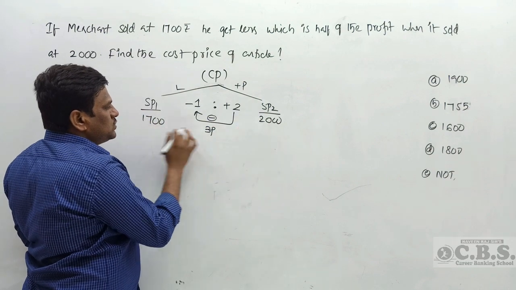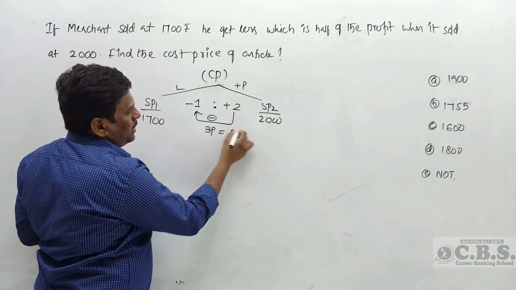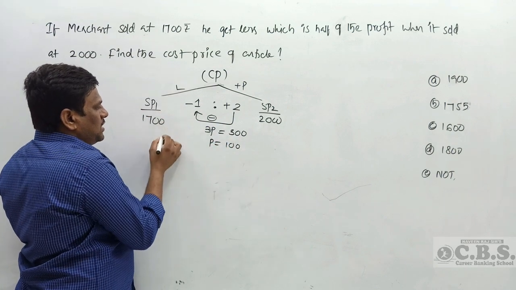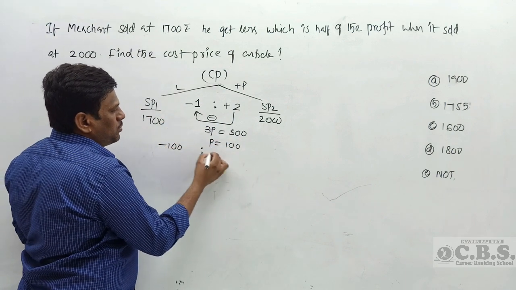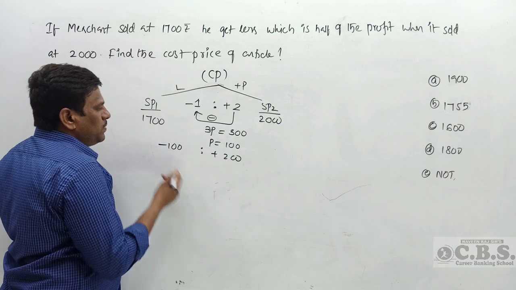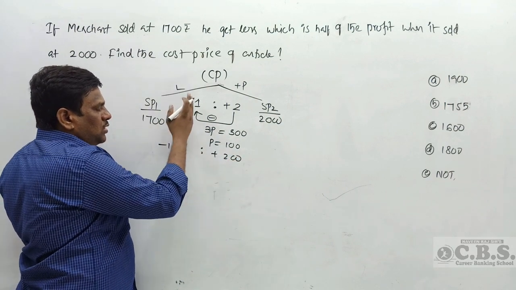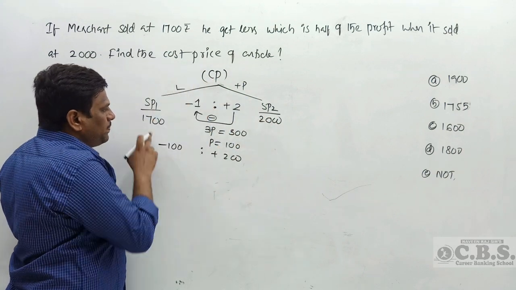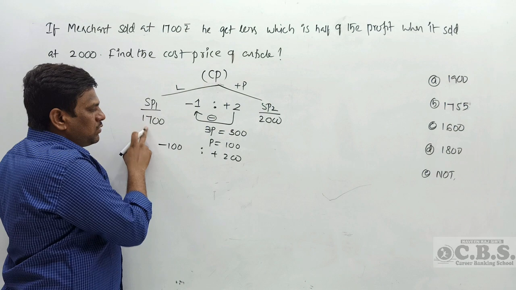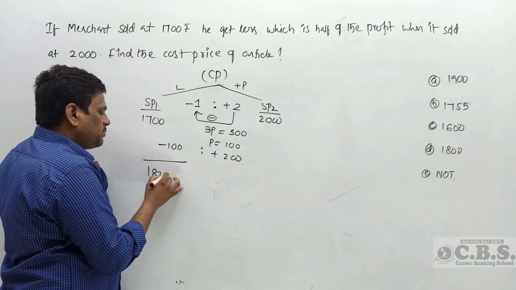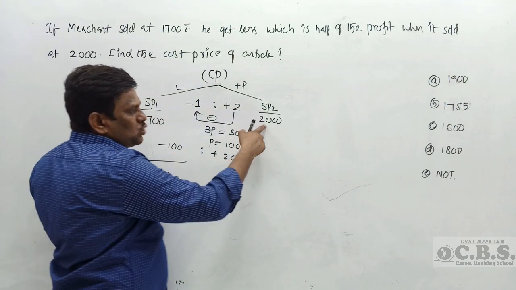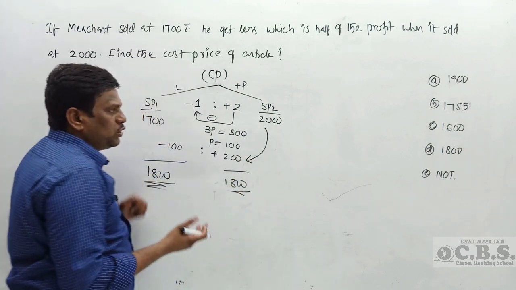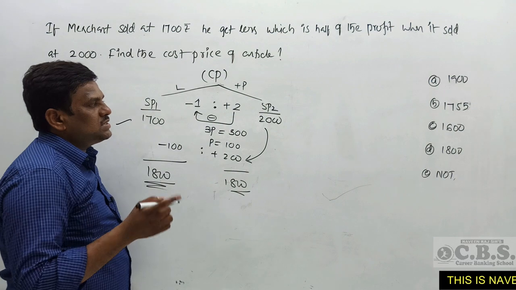Therefore the difference of 2000 minus 1700 gives how much? 300. So 3 parts is 300, and 1 part is 100 rupees. Therefore your loss is 100 rupees, and your profit is 200 rupees. You can answer from this selling price to cost price, or from that selling price to cost price. When sold at 1700, the loss is 100, therefore the cost price is 1800. When sold at 2000, the profit is 200, so the cost price is 1800. Either way you can answer.